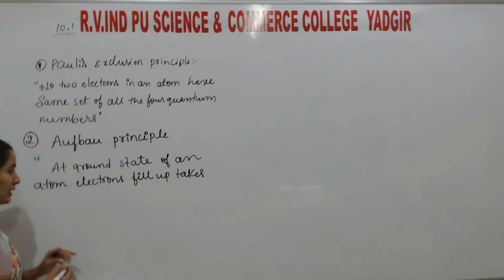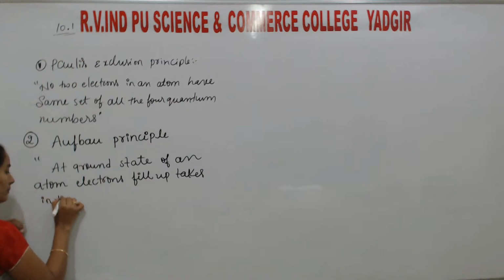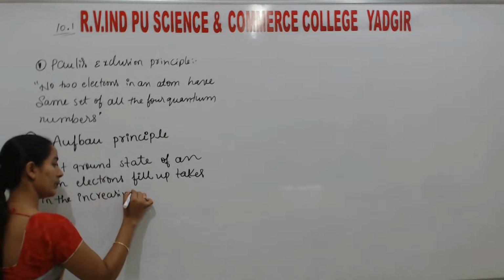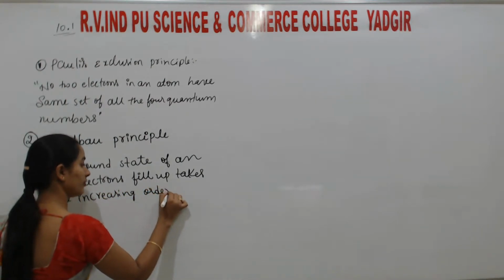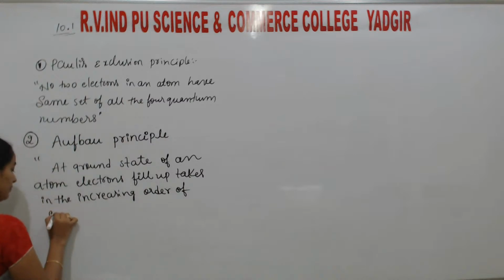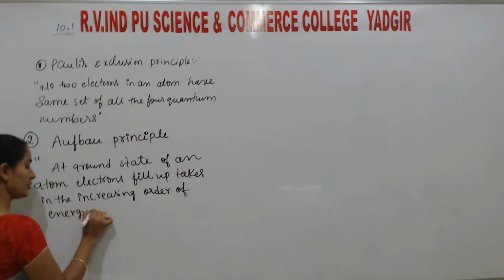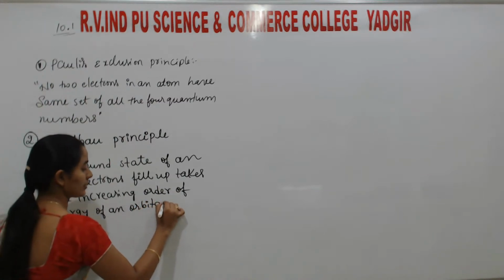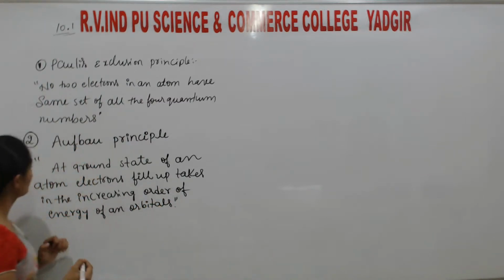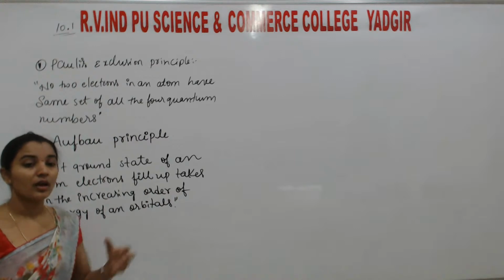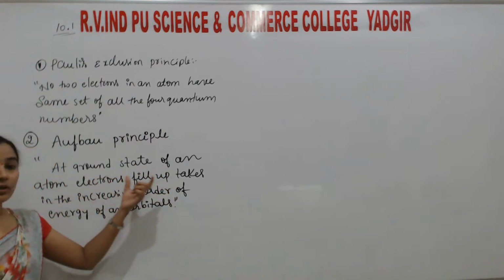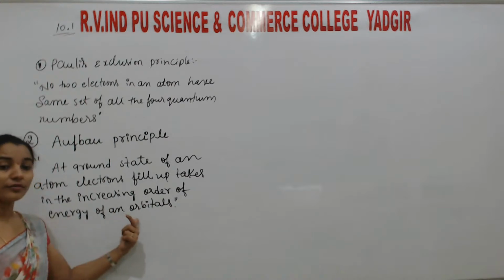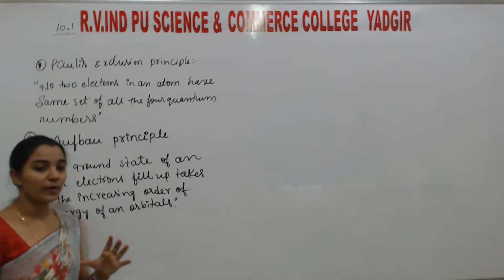Electron filling takes place in the increasing order of energy of the orbitals. This is the Aufbau principle. At the ground state of an atom, electron filling takes place in the increasing order of the energy of the orbitals. So s, p, d, f orbitals are there.